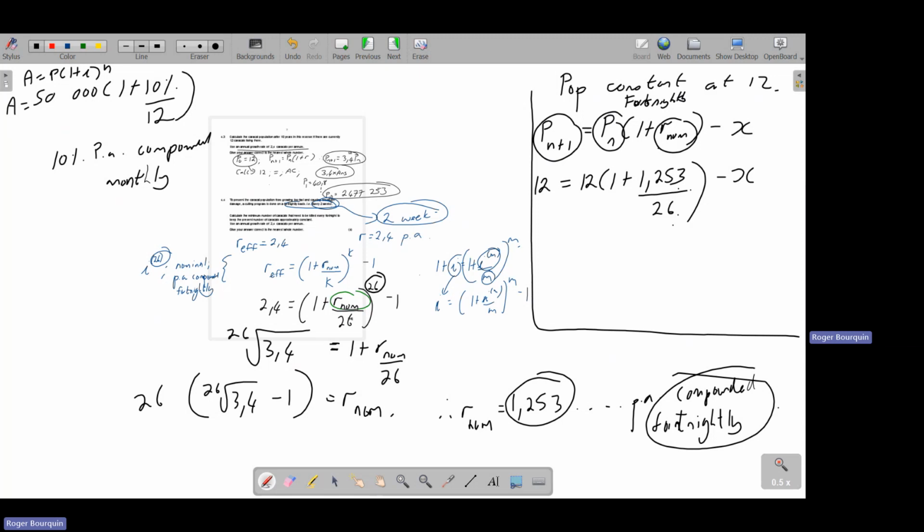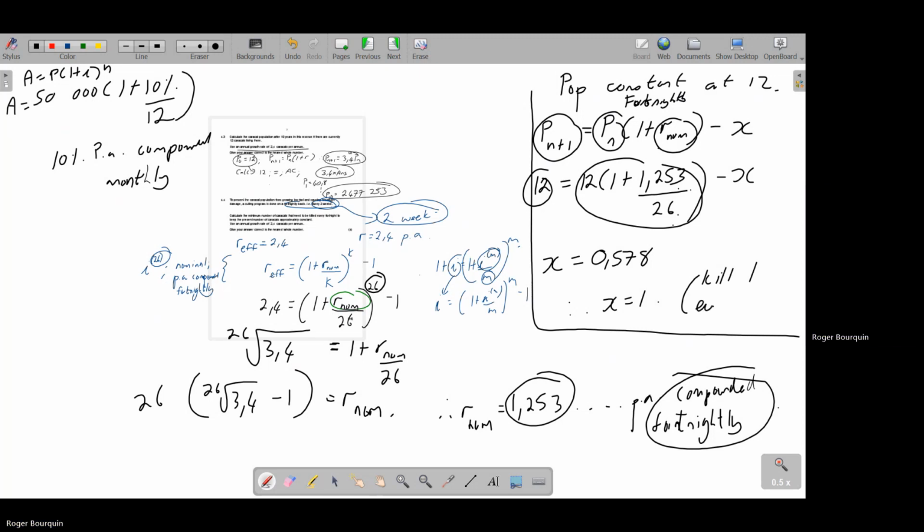Minus x. So you end up with x is equal to, and if you go that minus 12, you should get an answer of 0,578. So if you round it to the nearest caracal, you get x is equal to 1. So in other words, kill 1 every fortnight. Kill 1 every fortnight. So always check your frame of reference.